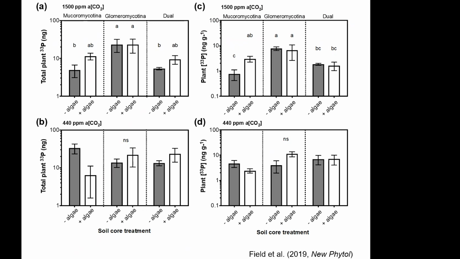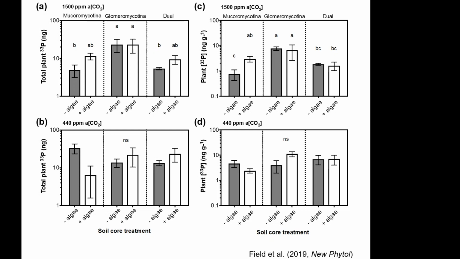So this is phosphorus, and it's not terribly exciting. Where we've got plus algae, that's where we included that organic nutrient source in the core, or we didn't. And it didn't really make a difference whether it was there or not. Everyone got phosphorus. It didn't really matter whether they had access to organic nutrients or not, and it also didn't really matter what the CO2 was doing.